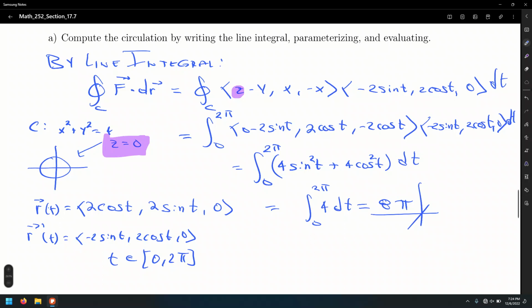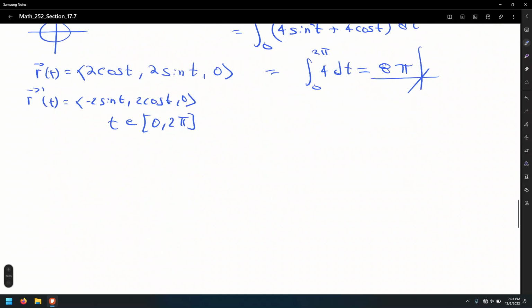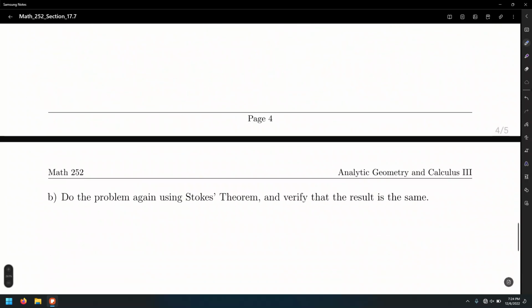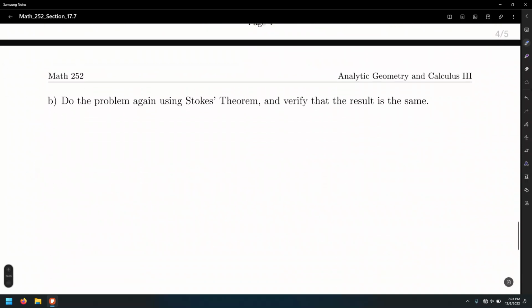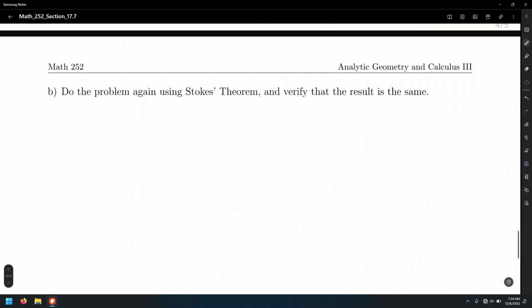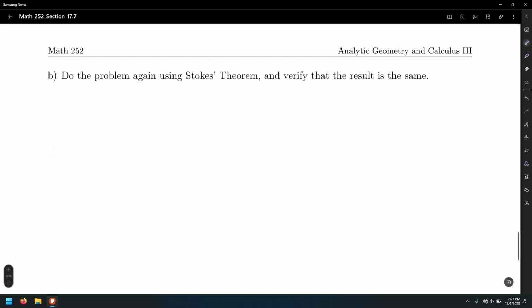Now, part B of the problem, to solve the same problem, however, using Stokes' theorem in this case. So do the same problem again using Stokes' theorem and verify that the result is exactly the same. And well, so number 1. Okay, let me write the surface.